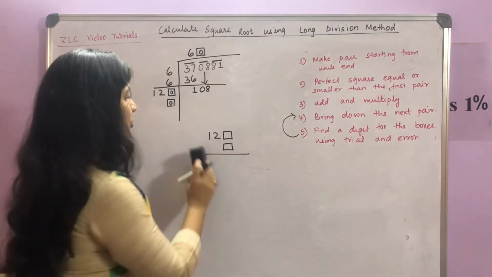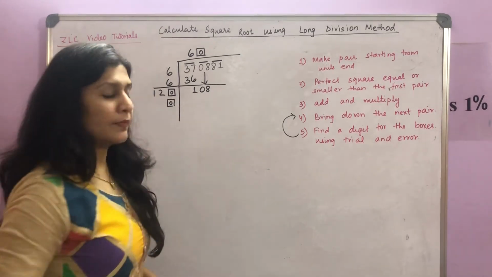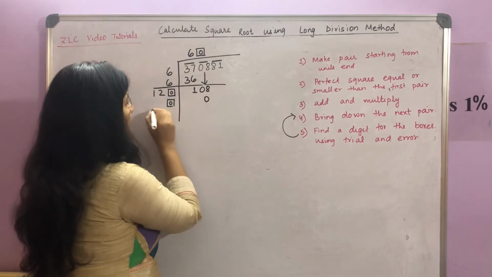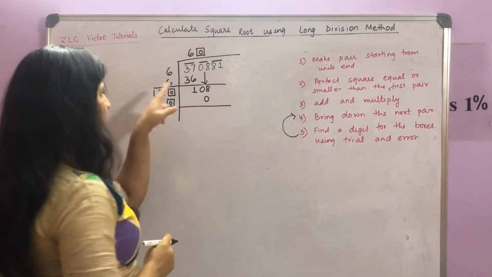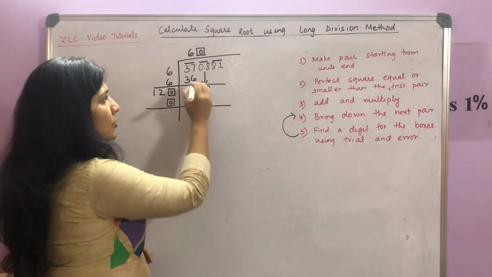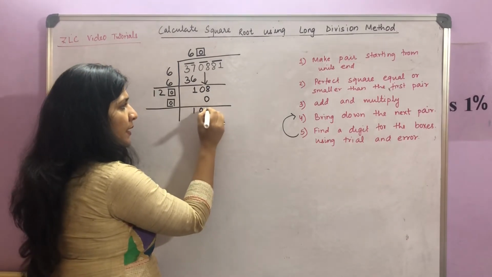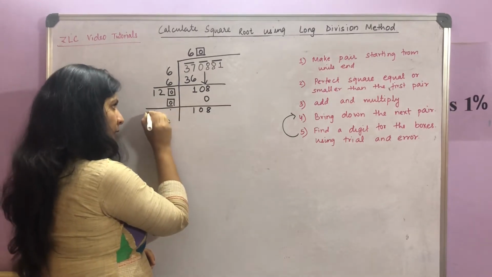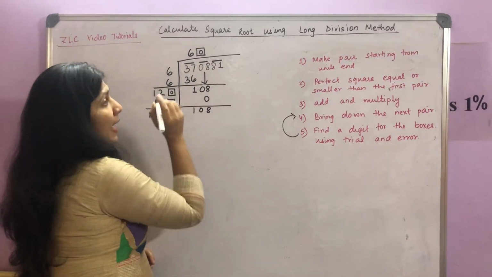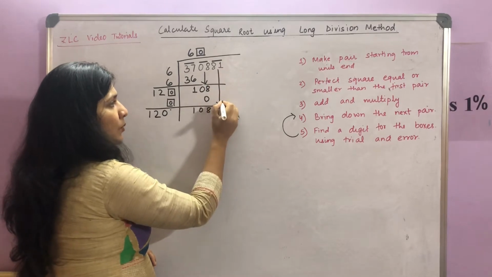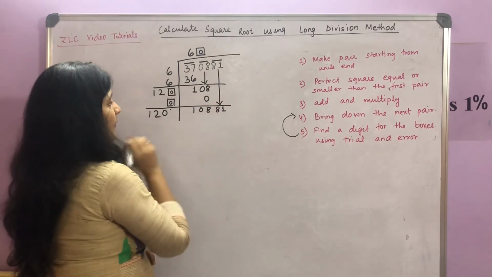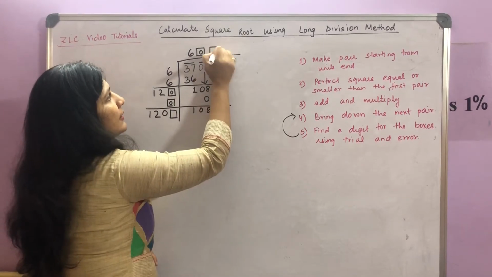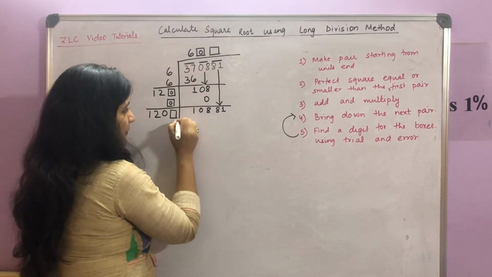So let me just erase this. Now 120 into 0 is going to be 0. Now I'm going to subtract here and add here. So 108 minus 0 is 108. I add 120 plus 0 is 120. I bring down the next pair which is 81. And I'm going to put the same boxes, right? I'll put the boxes here.